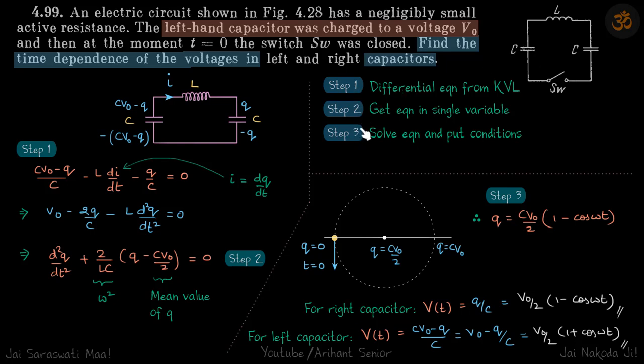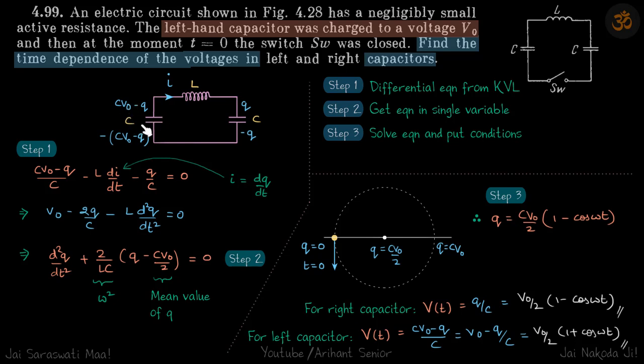So again our approach is going to be similar to what we did in the previous problem, 4.98. First we are going to write the differential equation from KVL. Then we'll try to get the equation in a single variable, and we'll solve the equation, put in conditions and get our answers. So let's assume variables.